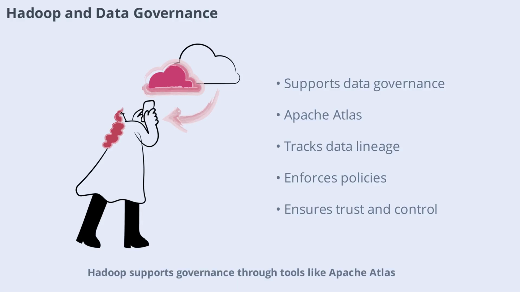Data governance is essential for managing data quality, security, and compliance. Hadoop supports governance through tools like Apache Atlas, which tracks data lineage and enforces policies. This ensures that organizations can trust and control their big data assets.